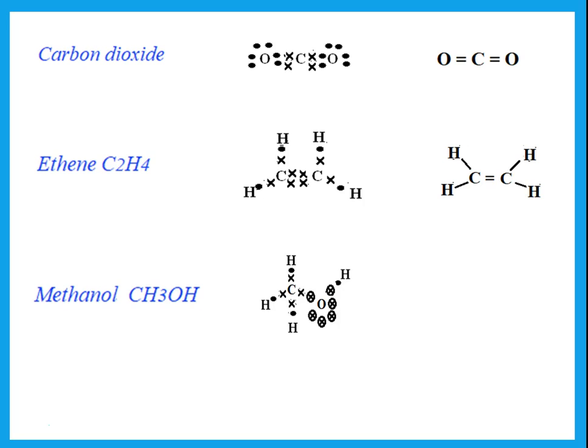Methanol. Methanol is something that has CH3OH. So this is because the carbon has 4 electrons of its own, so it needs 4 more. It's going to take 3 from the 3 hydrogens and 1 from the oxygen. The oxygen has 6. If it takes 1 from the carbon, it needs another 1 from the hydrogen to make it a full outer shell.